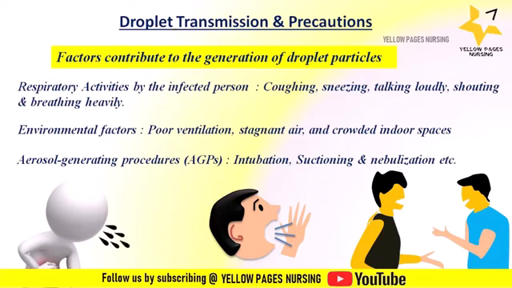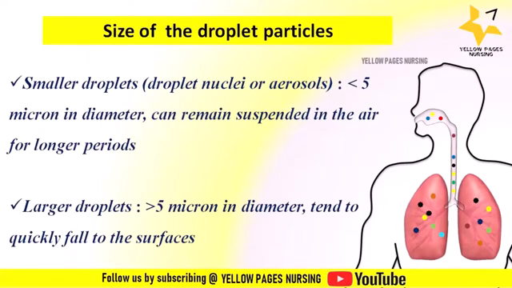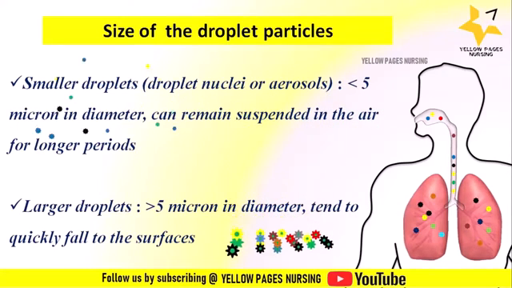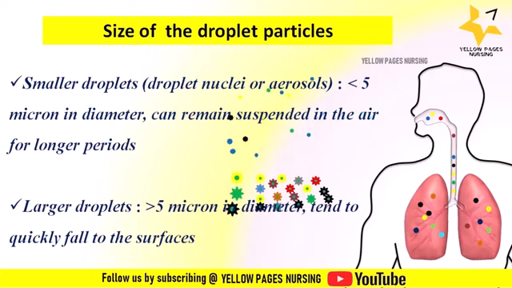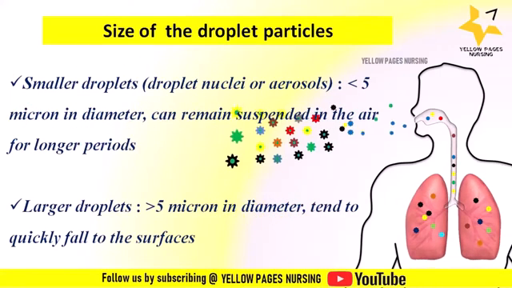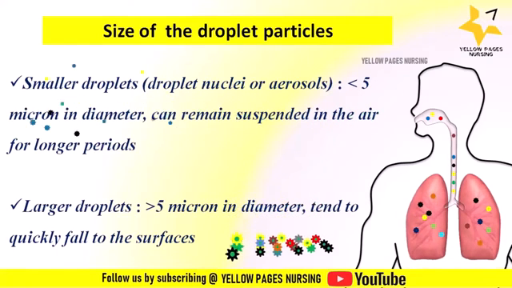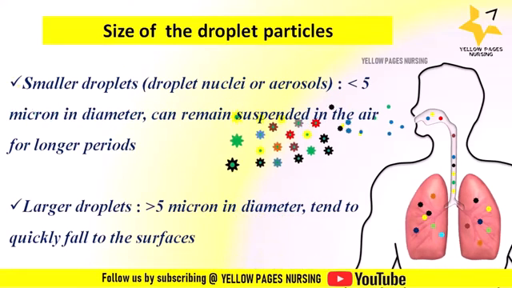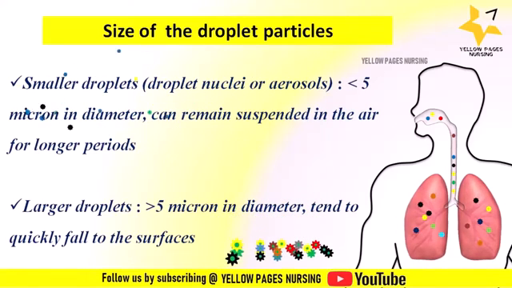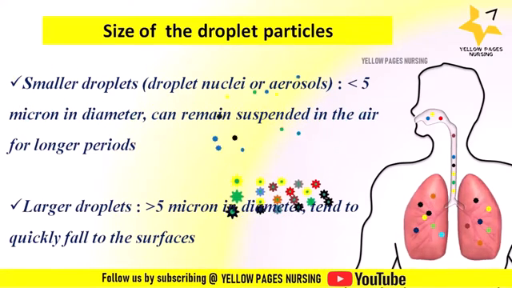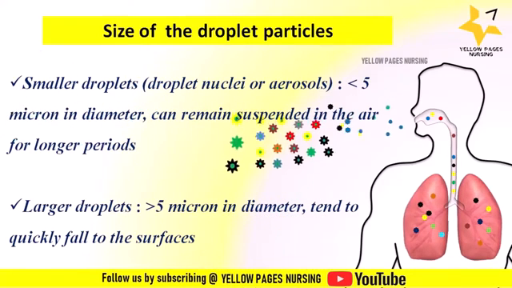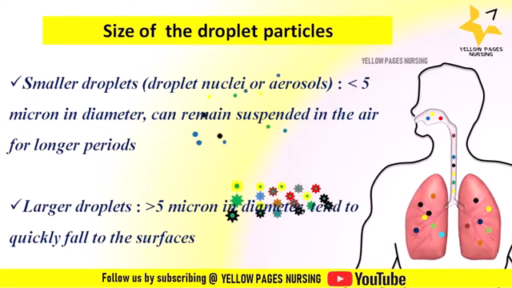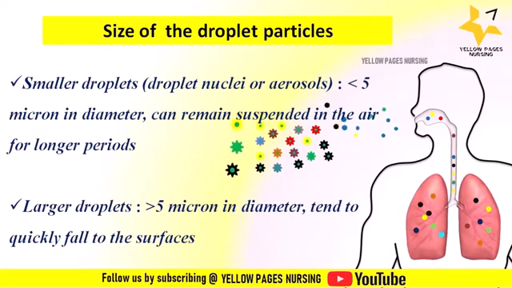Next comes size of the droplet particles. Smaller droplets, that is, droplet nuclei or aerosols less than 5 micron or micrometer in diameter, can remain suspended in the air for longer periods, which are responsible for airborne transmission. Larger particles, which is 5 to 10 micron or micrometer in diameter, tend to quickly fall to the surfaces, and they are responsible for droplet transmission. Furthermore, these larger droplet particles travel a short distance and tend to fall to the surfaces within 6 feet or 2 meters. And hence, droplet transmission occurs when a person comes into closer contact with an infected person.